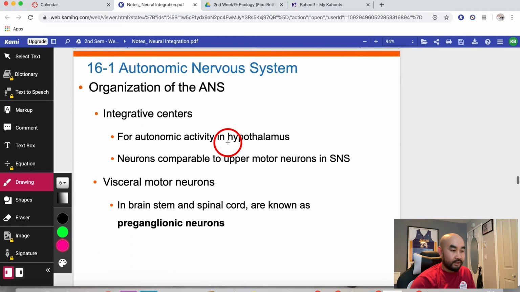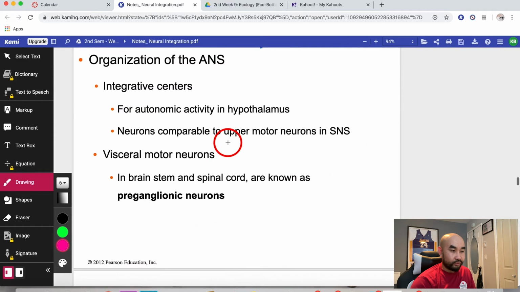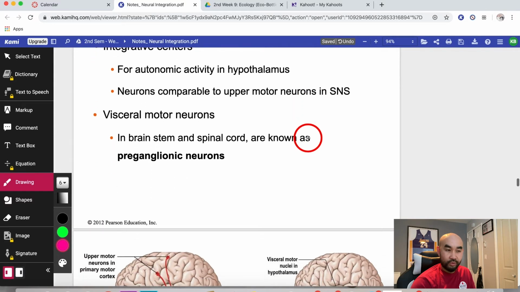So, first thing is we are going to talk about the autonomic nervous system, right? Think that you don't have conscious control, right?